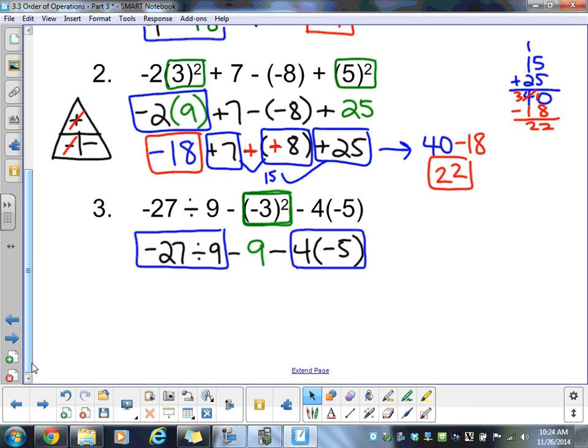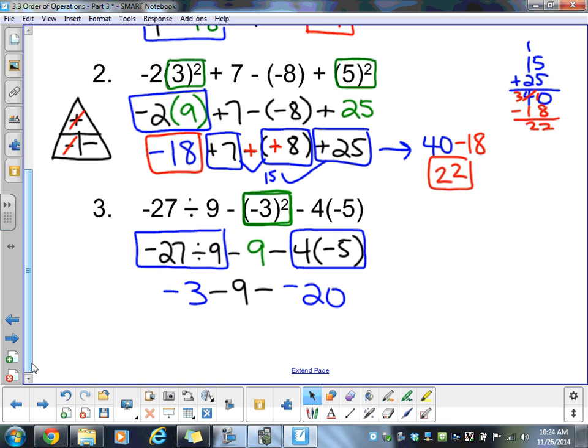So negative 27 divided by 9. If I look up at my triangle above, the negative divided by positive is going to be negative, in this case negative 3. I'm going to write down my minus, my 9, and my minus. And then I'm multiplying a positive 4 and a negative 5. A positive times a negative is negative, and in this case 4 times 5 is 20.